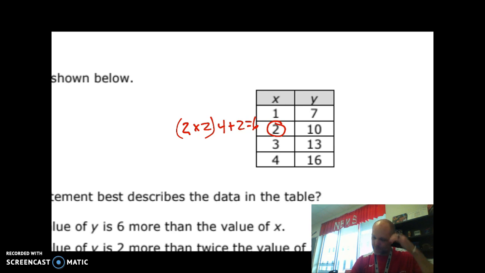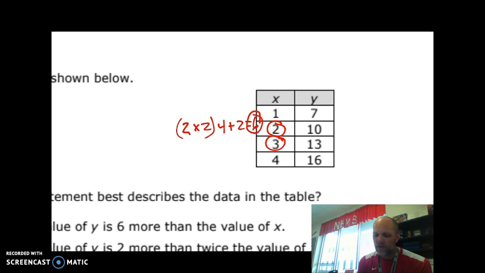It'd be 6. Well, whenever x is 2, and we multiply that by 2 and then add 2 to it, does that equal 10? Yes. It does? Thought it equaled 6. Oh. Yeah. I didn't look up. Look, let's try it again with the next one.